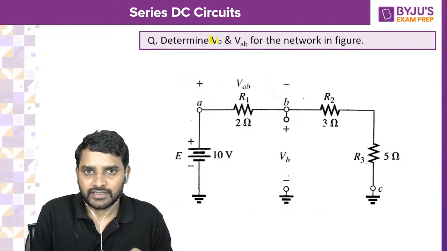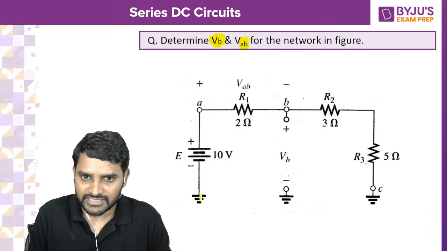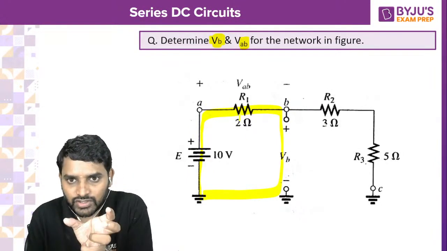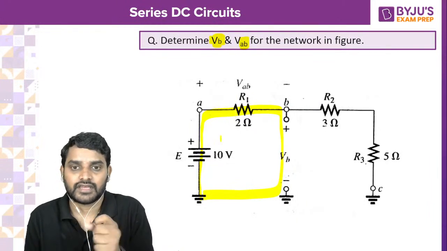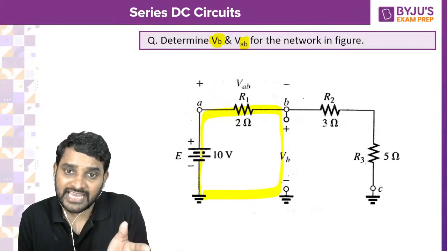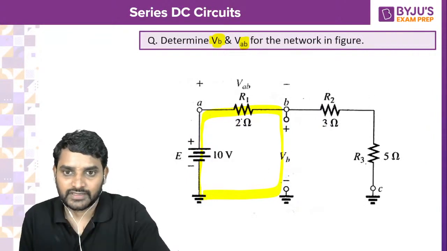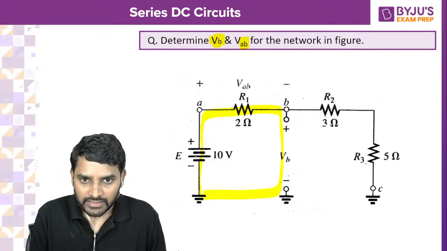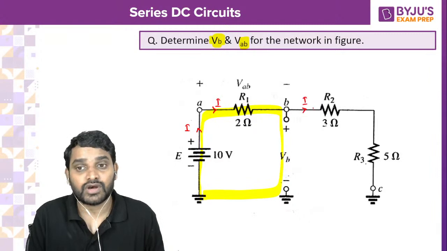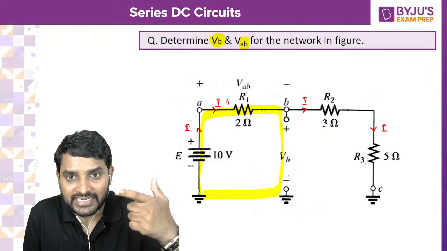Can you determine VB and VAB for the network? If you want to calculate VB, you should know the voltage across R1, that is VAB. 10 volts I know, so plus 10 minus VAB minus VB equals 0. I want VB, so 10 minus VAB is equal to VB. But what is VAB? This voltage source is going to drive a current, and that current flows through R1 and also through R2 and R3. So if you are able to calculate I, then you can calculate the voltage drop across R1.